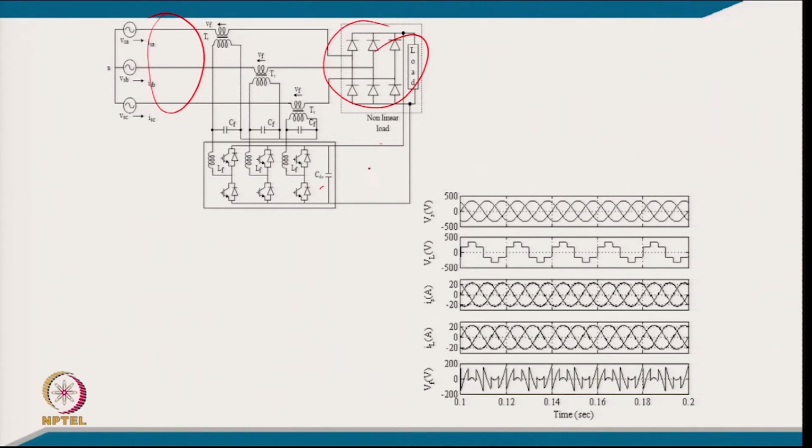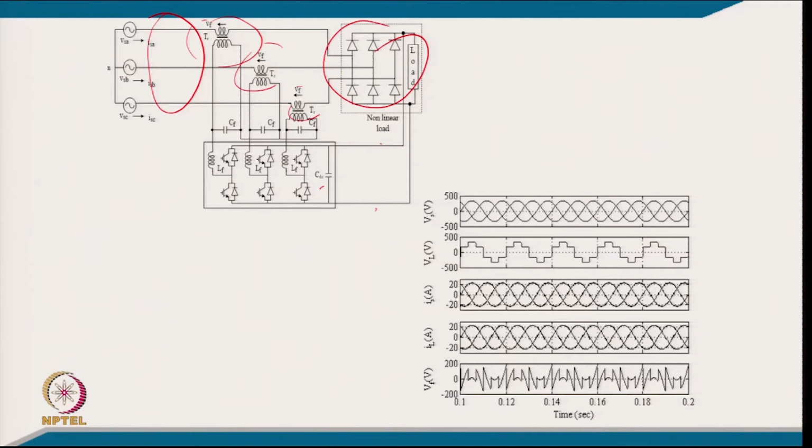So, that the supply side behaves like a unity power factor. Another job is that this series active filter has to regulate the load voltage with appropriate injection of voltage, in such a manner that the voltage reflected on the AC side and the difference, the injected voltage in series, is minimum. So, that the series active filter rating will be minimum.